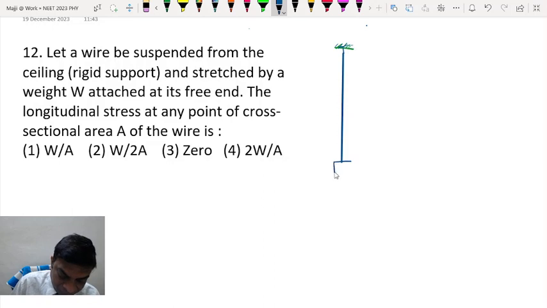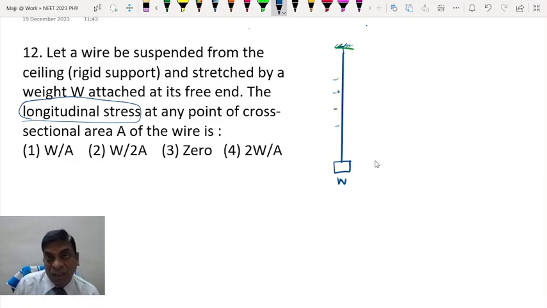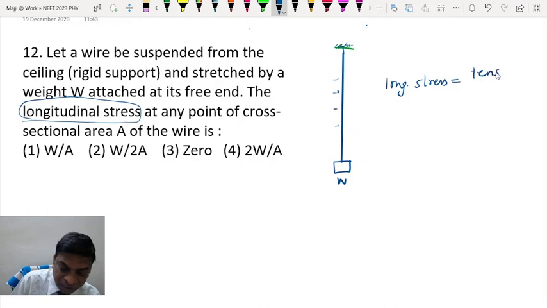So when a weight W is attached at the lower end, then anywhere you can see there will be tension. That tension is the cause of the longitudinal stress. So longitudinal stress is nothing but that tension divided by cross-sectional area. So longitudinal stress is nothing but tension prevailing at any point upon area.